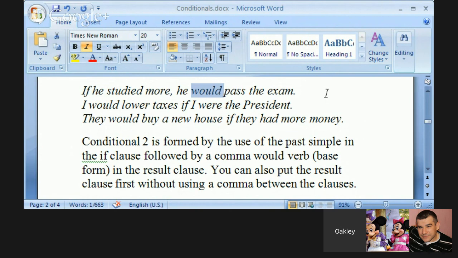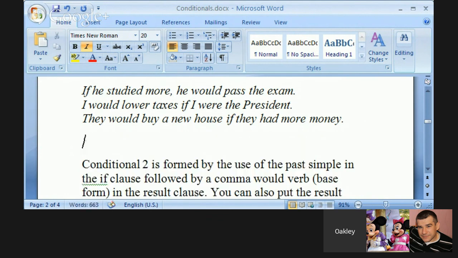like he might pass the exam, or I can use other adverbs in conjunction with would. He would likely pass the exam. Okay. But I certainly don't need to. This is the most basic form right here.